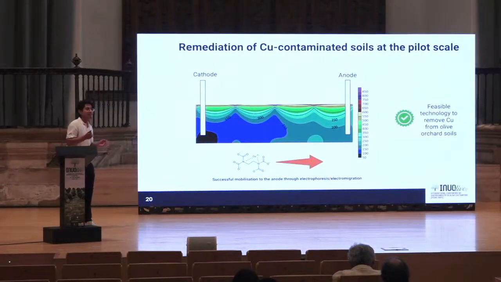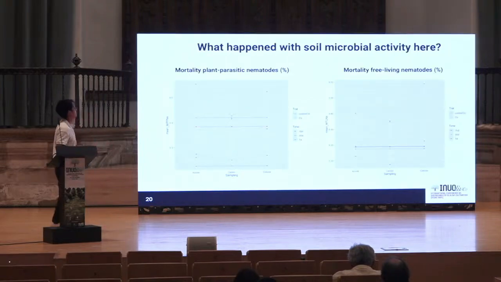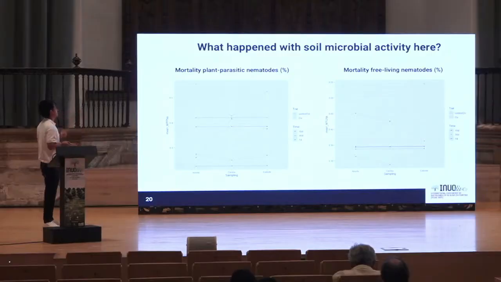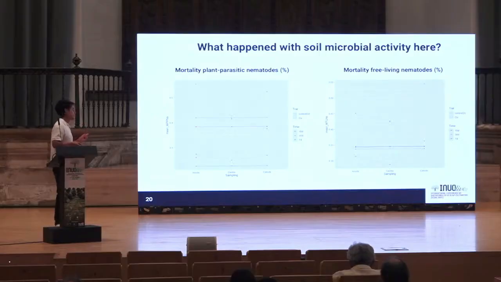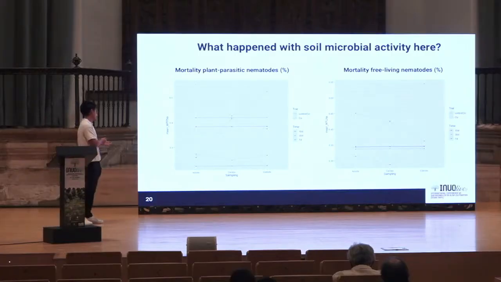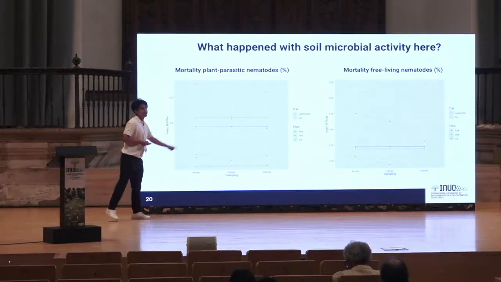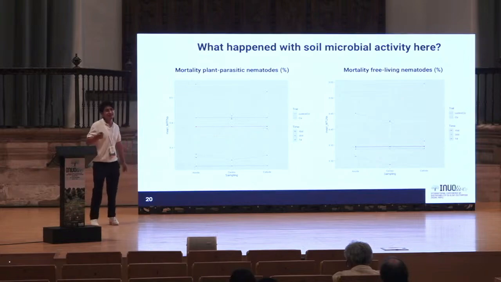The problem is that we still need to analyze the impact on soil microbial activity. We tested the mortality of nematodes in those mock-ups, and we found that the mortality increases after the remediation time. However, the higher difference we found was when we tested the anode, the center of the mock-up, and the cathode. The higher mortality was in the anode and cathode, and that's normal because we are changing the environment.